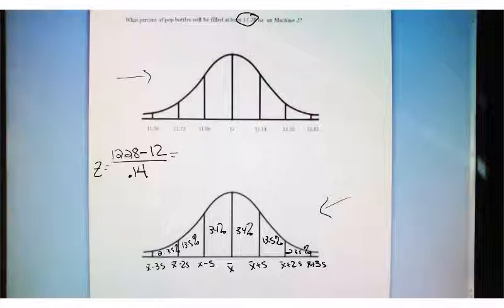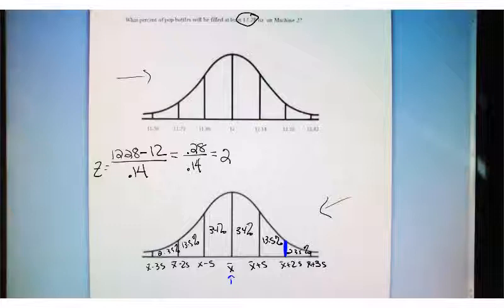All right, simplifying this fraction, we get 0.28 in the numerator and 0.14 in the denominator. Dividing gives us 2. How do we use that on our general normal curve below? Well, a z-score of 2 means that we are 2 standard deviations to the right of the mean. Here's the mean, 2 standard deviations to the right puts us here.